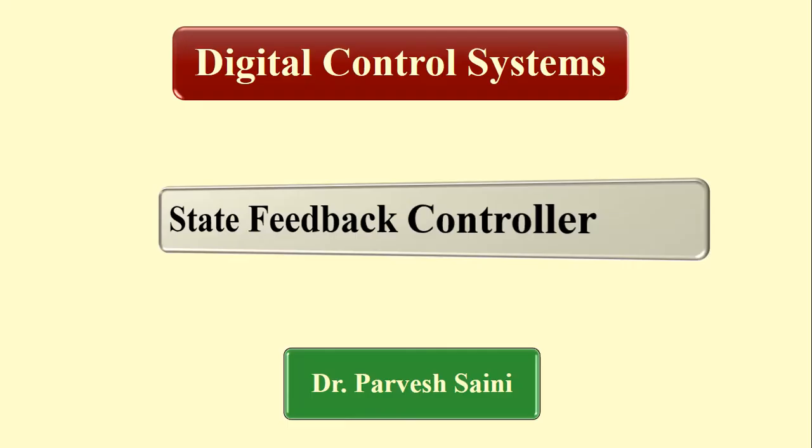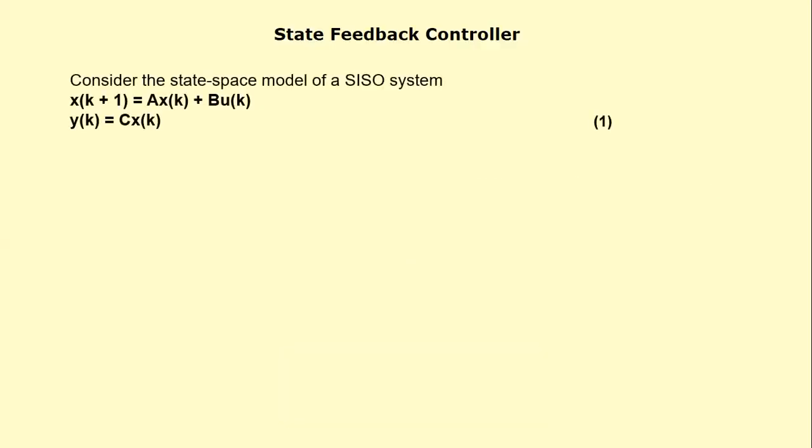Generally, when we design controllers, we use the transfer function of the given system. However, a state feedback controller is designed through the state variable method. That means we need to have the state space model of the given system, and then by using the state space model we can design a state feedback controller, right? Now, what is a state feedback controller? So let us discuss this one.